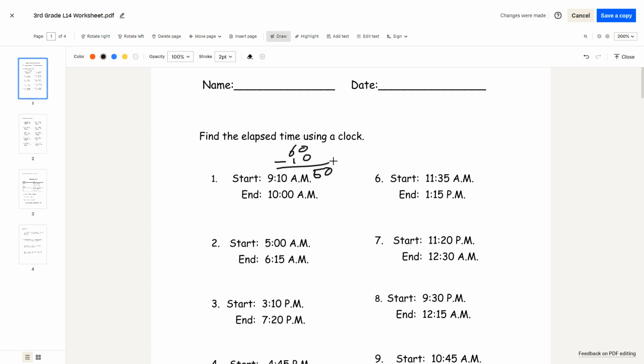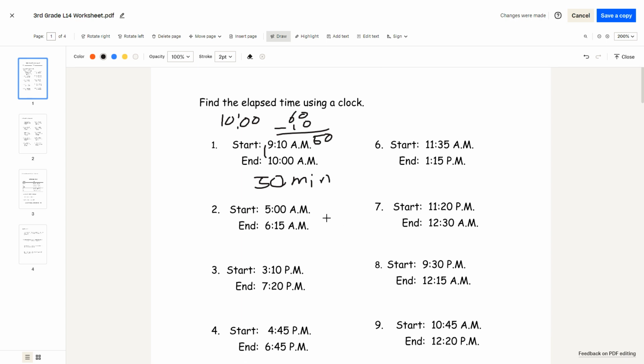We do 60 minus 10 because 60 minutes makes 1 hour, and if we add 1 hour to this 9, it would be 10 on a clock like this, right? So that's what we want to reach here. But it takes 50 minutes to hit that, right? So we do 50 minutes as our answer.